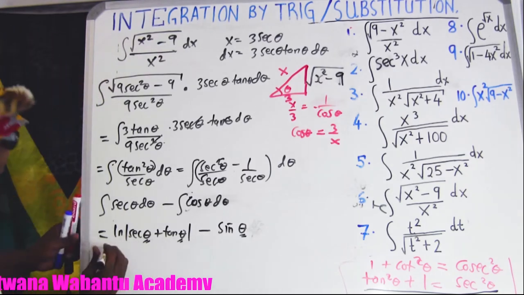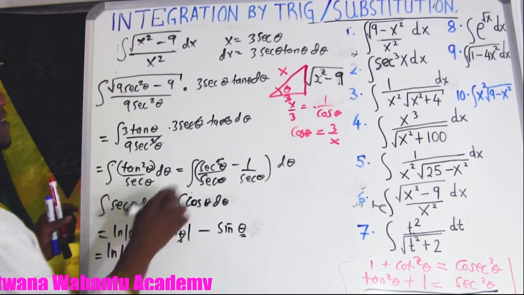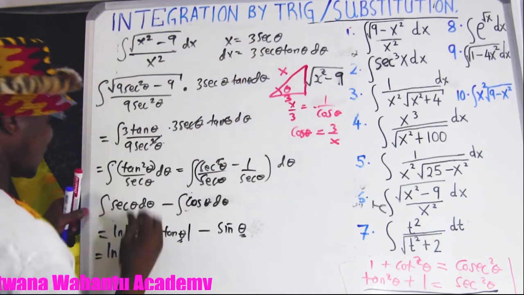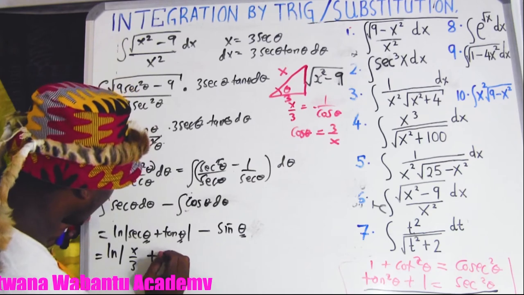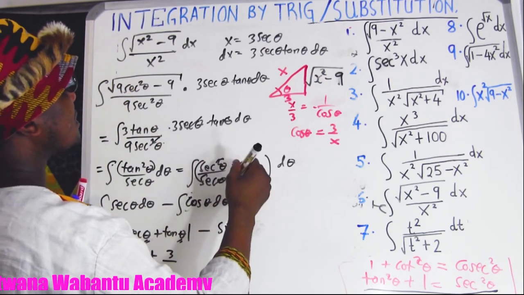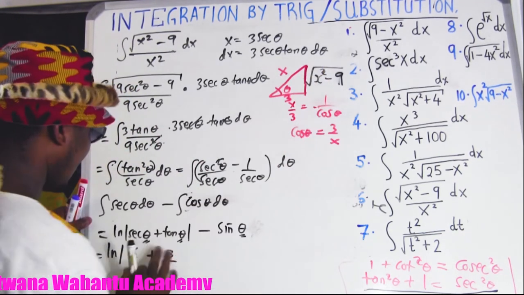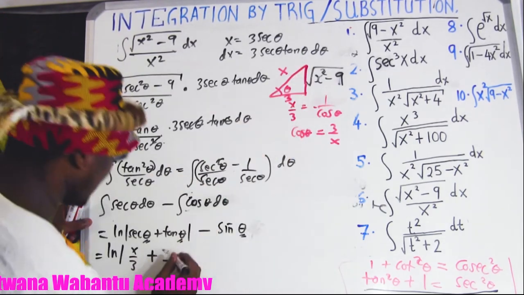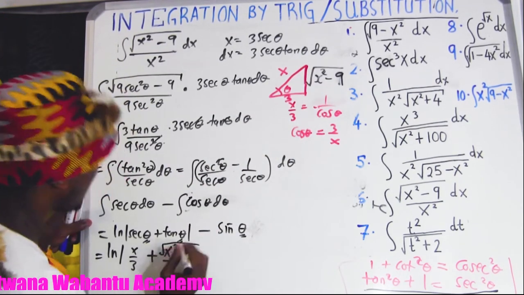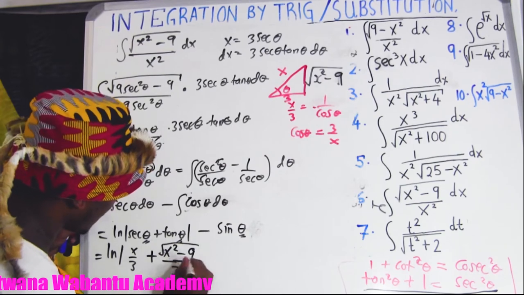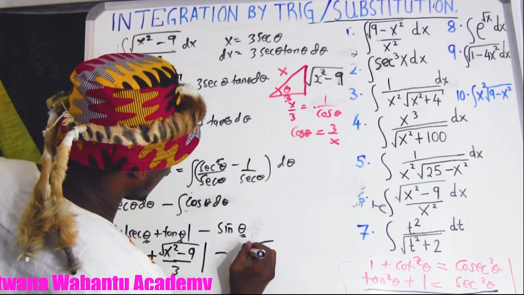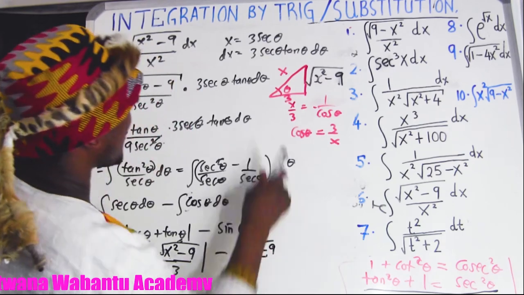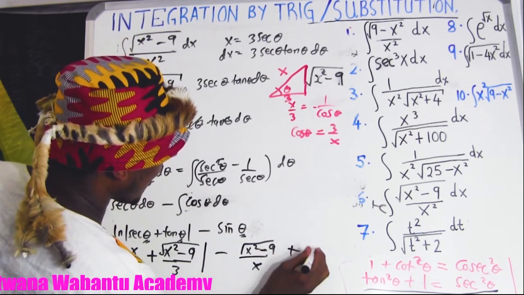So now I come back here and replace everything, so long. But what is sec? Sec equals x over 3. So x over 3 plus tan. Tan equals opposite over adjacent, I'm sorry. Adjacent equals 3, minus sine. Sine equals opposite, the square root of x squared minus 9, over hypotenuse x.